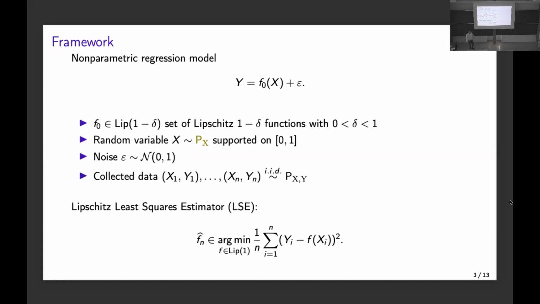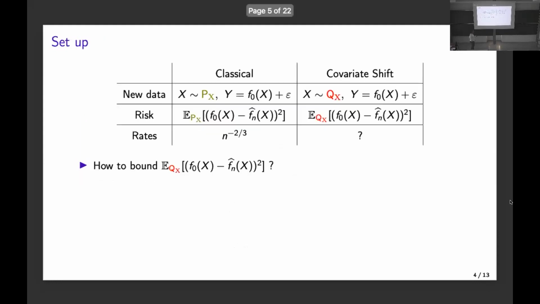Okay, now that I've introduced the framework, I'm going to need to explain the problem. Because of this covariate shift, there is a bit of a discrepancy between what's done classically with least squares estimators and what we want to do. To summarize it, in the classical setup, we assume that some new data arrives, and the new data is distributed in the same way as the training data.